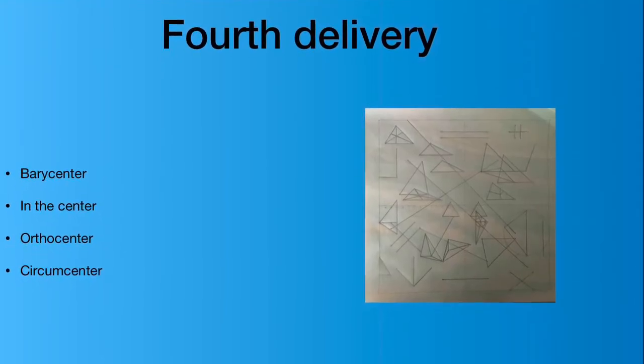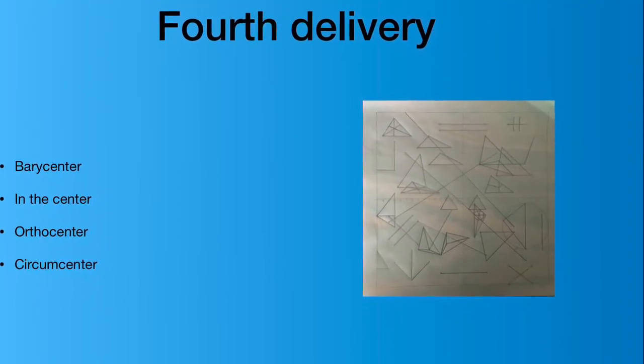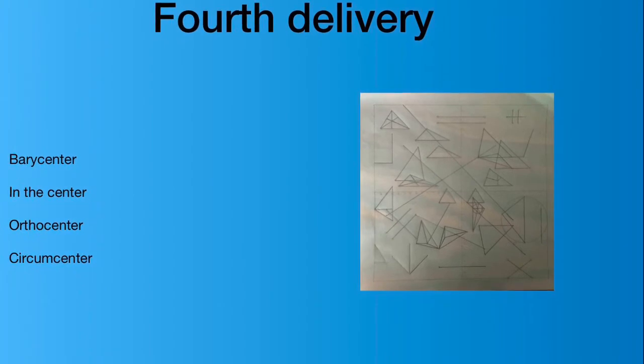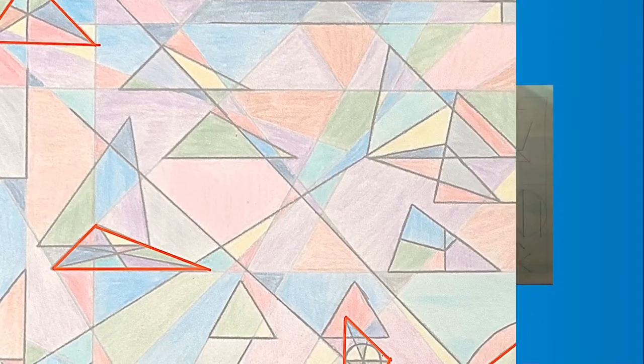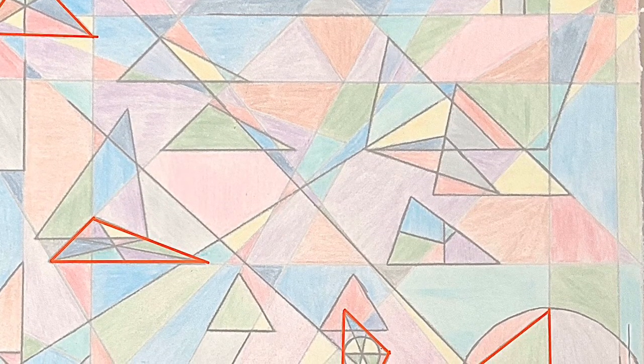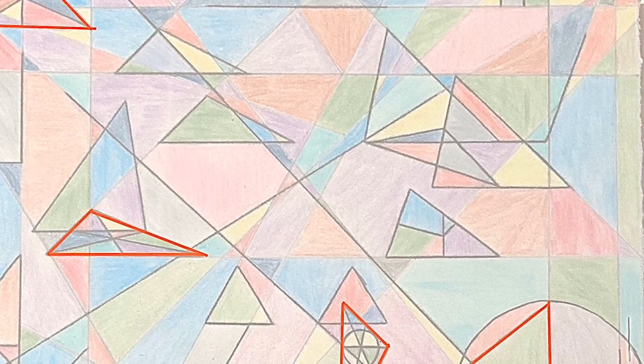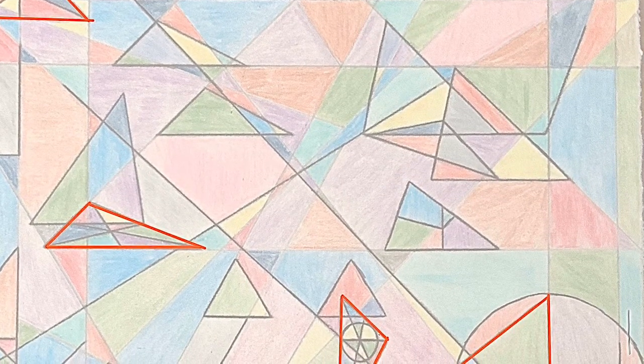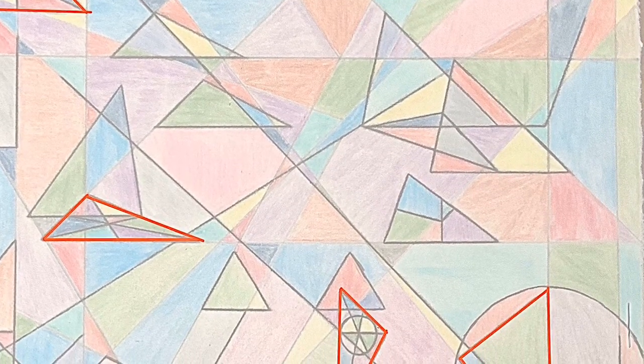For my final delivery, I need to make a barycenter, a point in the center of a triangle, an orthocenter, and a circumcenter. As you can see in my painting here, I have the fourth delivery. You can notice that I make the barycenter, the orthocenter, and the circumcenter.